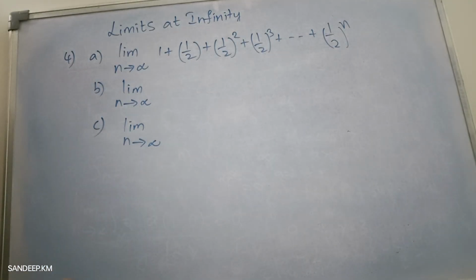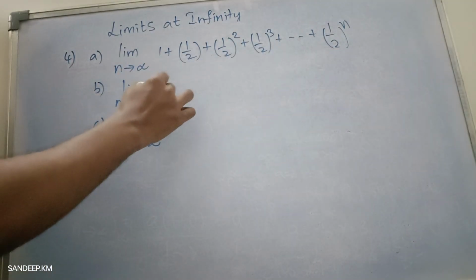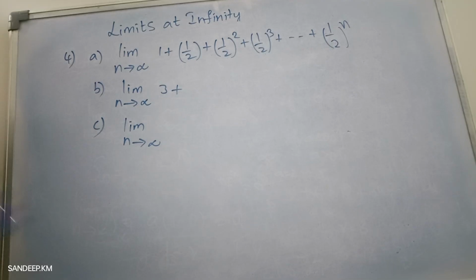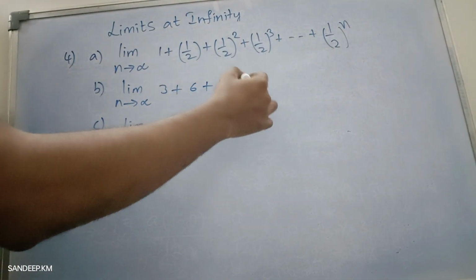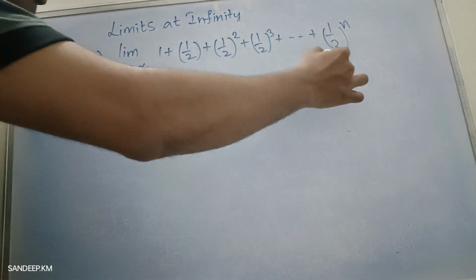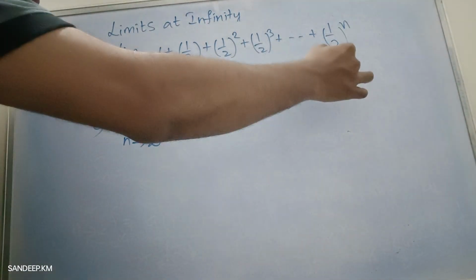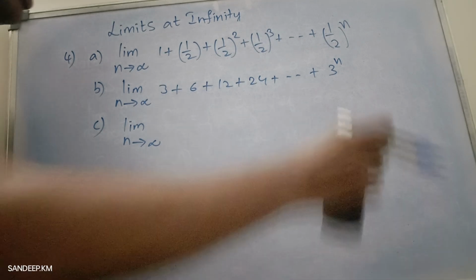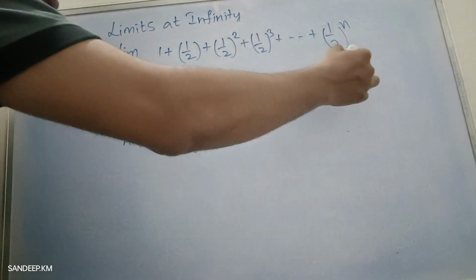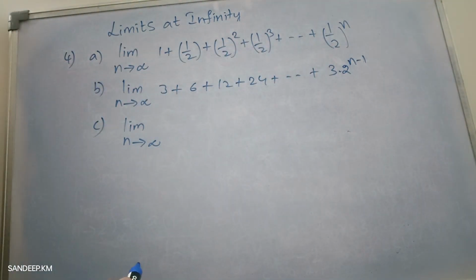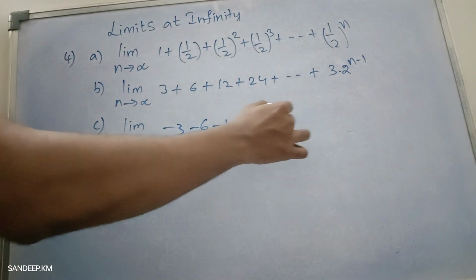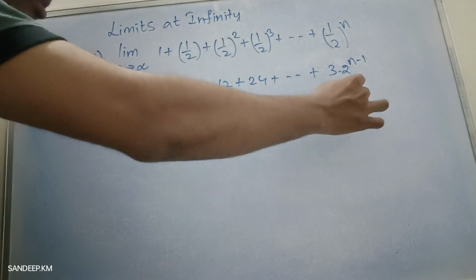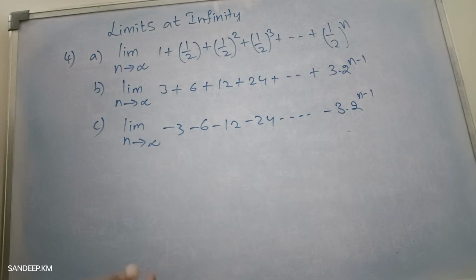And in the second case, what we will take is 3 plus 6 plus 12 plus 24 and so on plus 3 into 2 power n minus 1. Okay now. So this is the second function, and in the third function I will take minus 3, minus 6, minus 12, minus 24 and so on, minus 3 into 2 power n minus 1. So what are the answers?